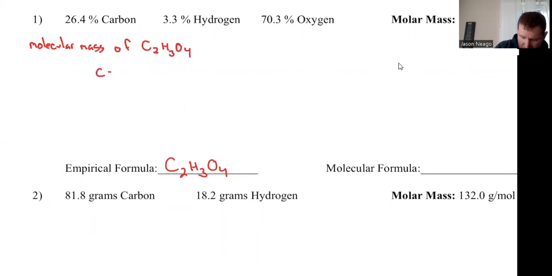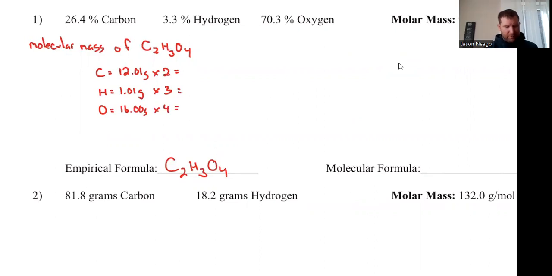Okay, so I have carbon. Looking at my periodic table, carbon has 12.01 grams, and in this formula, I have 2 of them. For hydrogen, it has a molecular mass of 1.01 grams, and I have 3 of them. And for oxygen, I have 16.00 grams, and I have 4 of them.